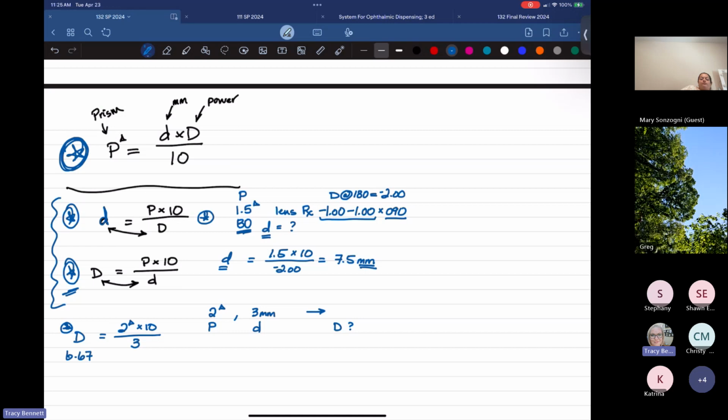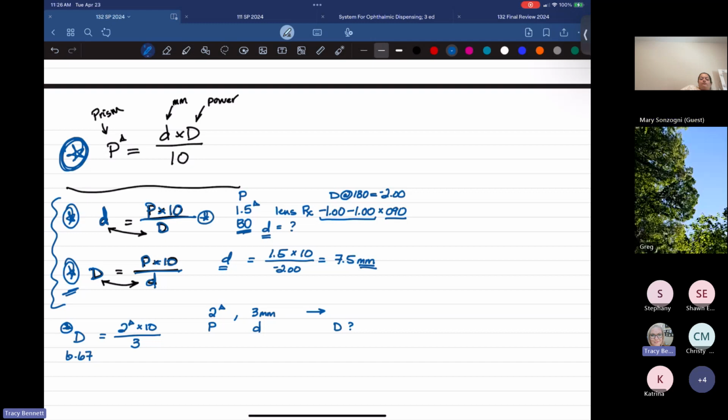Now, if you're a math person, you can just switch those around and fine. But I always just remembered it's always going to be P times 10 up top, divided by whatever I have is going to give me what I want. Same thing here. P times 10 divided by what I have will give me what I want.